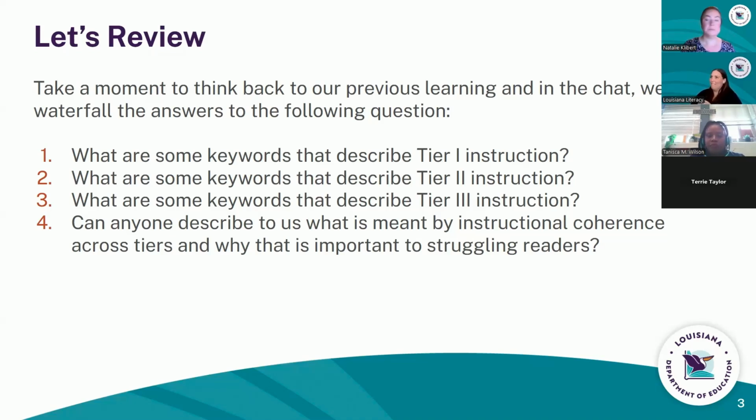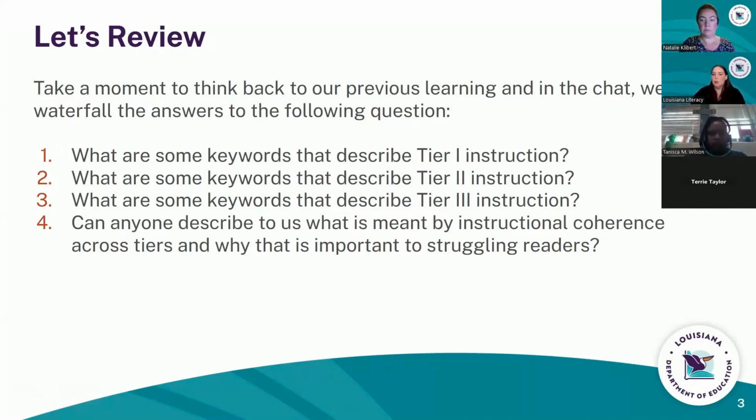Is it that all instruction needs to work together to support all tiers of the instruction? So the core, you have to have a strong core, and that should meet 80% of the student needs. I'm having difficulty explaining it, but they just actively need to reflect one another and support one another at each tier. Yes, they do need to be supportive of one another.